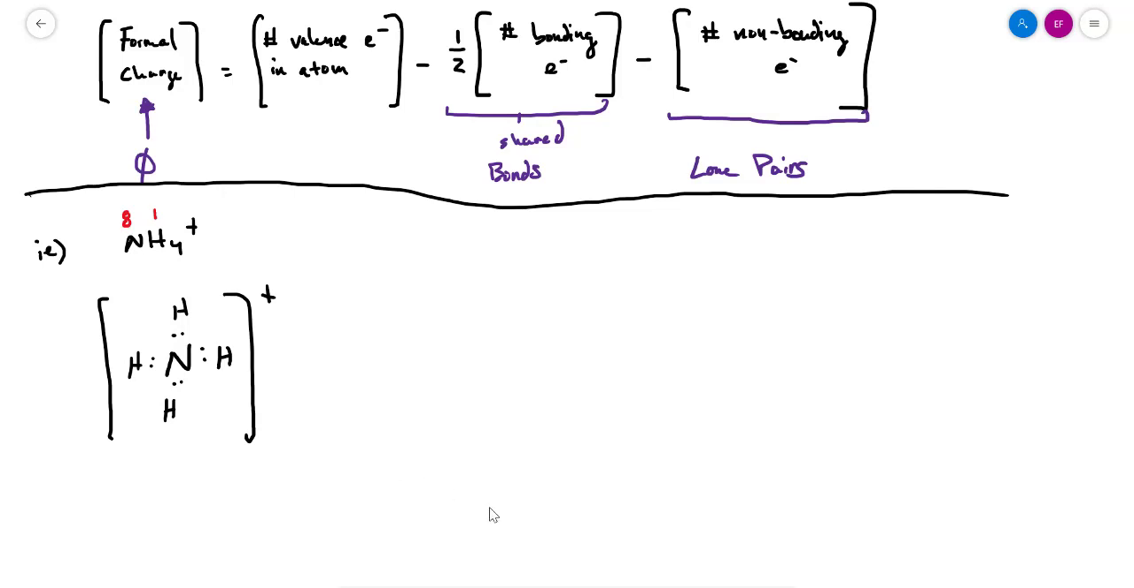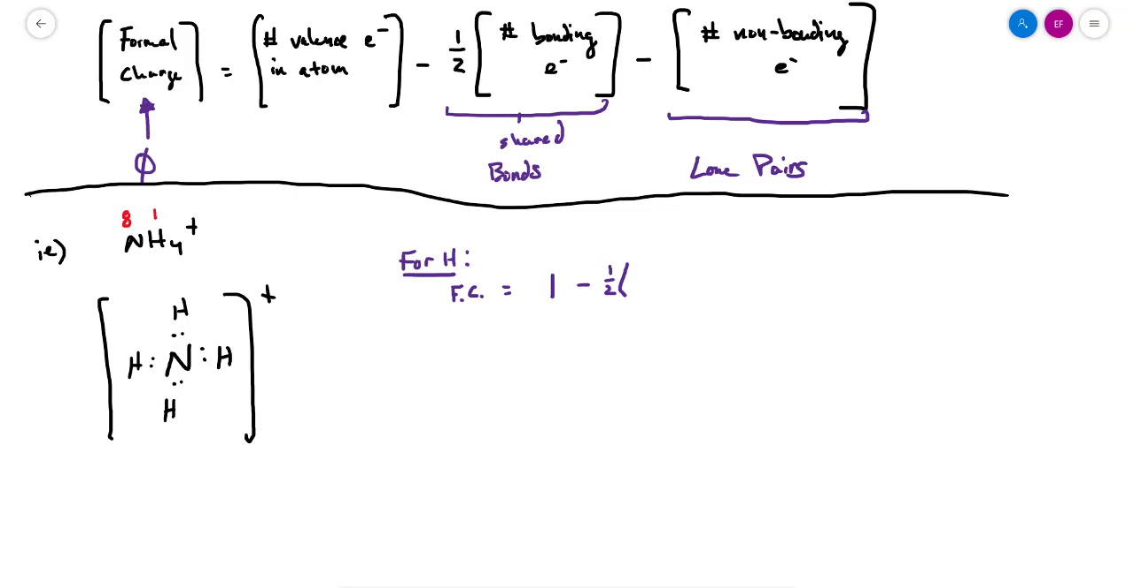So let's do this first, say, for hydrogen. So for the hydrogen atom, to compute the formal charge on each, we're going to take the number of valence electrons that the hydrogen atom should have, which would be 1. So I'm just going to write Fc here for formal charge. That would be 1, which would equate to the number of valence electrons in the atom. And then I'm going to subtract 1/2 times how many bonding electrons there are.